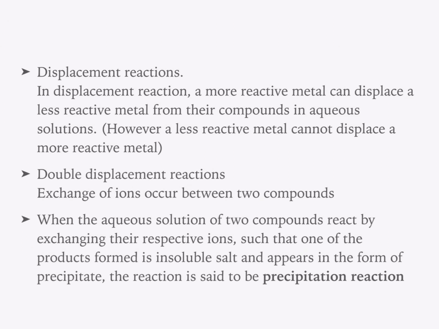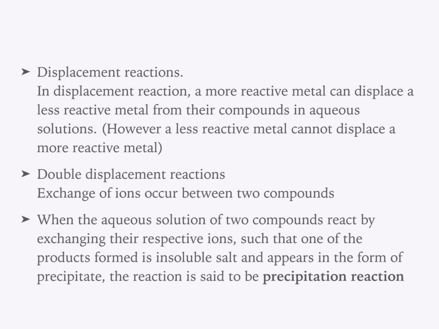Double displacement reaction. What is a double displacement reaction? Exchange of ions between two compounds is called a double displacement reaction. When the aqueous solutions of two compounds react by exchanging their respective ions such that one of the products formed is an insoluble salt and appears in the form of a precipitate, the reaction is said to be a precipitation reaction.